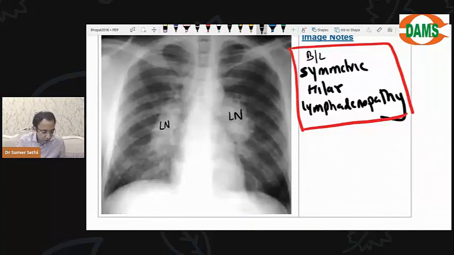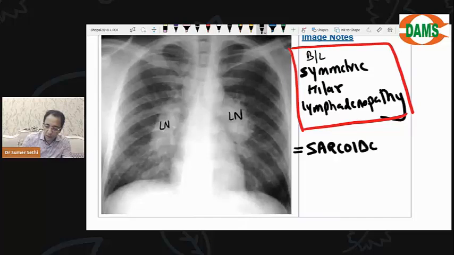Now we will not think of tuberculosis, because symmetry, as a word, does not go with infections or neoplasms. Why would TB be symmetric, why would a neoplasm be symmetric? Here this must be a systemic disorder like sarcoidosis. So if they say bilateral symmetric hilar lymphadenopathy in the picture, then you think of sarcoidosis.